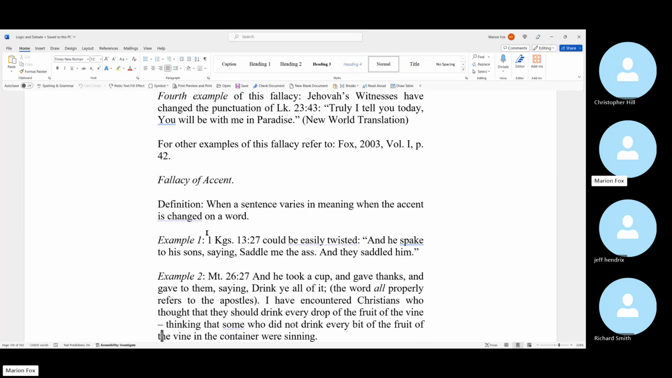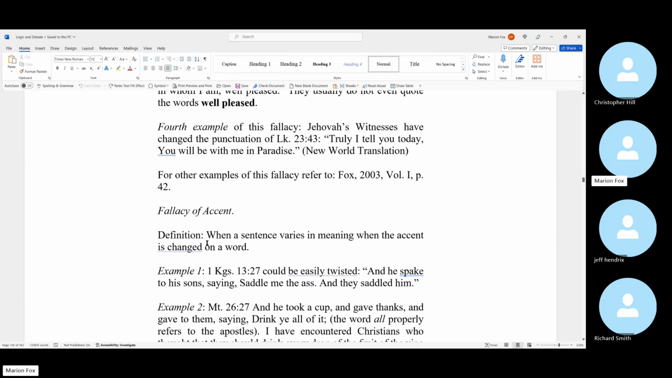The New World Translation of Luke 23:43 says, "Truly I tell you today, you will be with me in paradise." Doesn't say I'll be with you in paradise. That's not how the text reads. Okay, so again, they changed the wording of that passage. Right? Any questions?